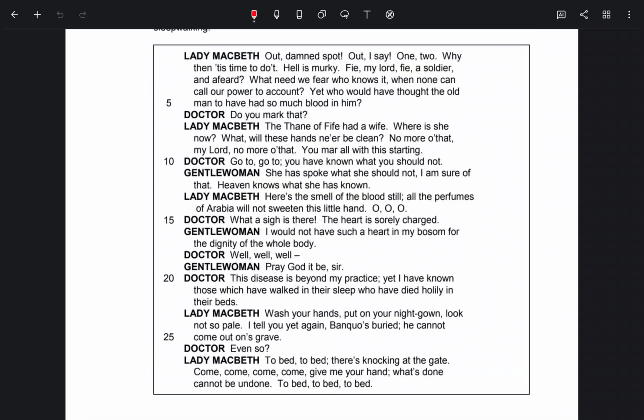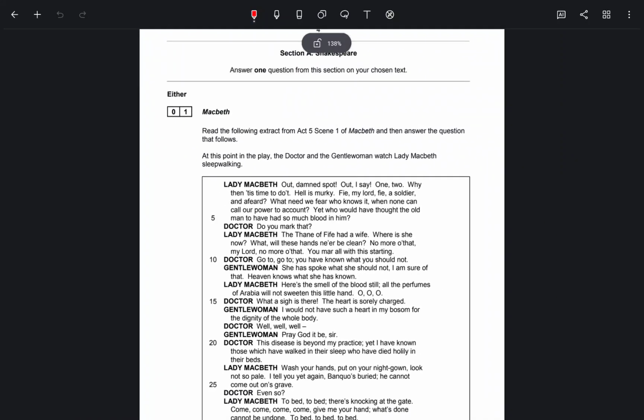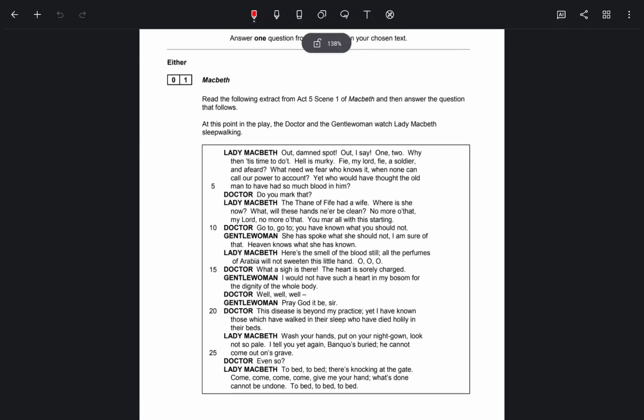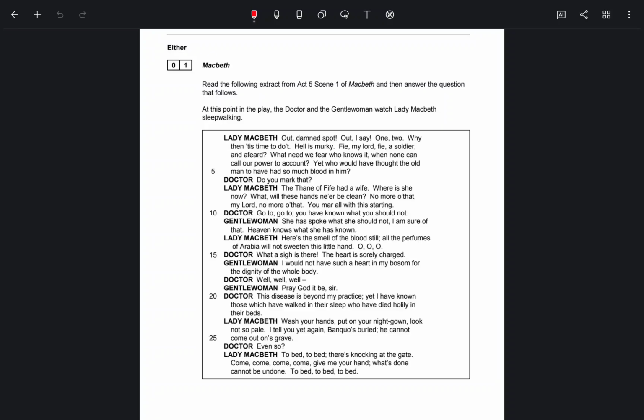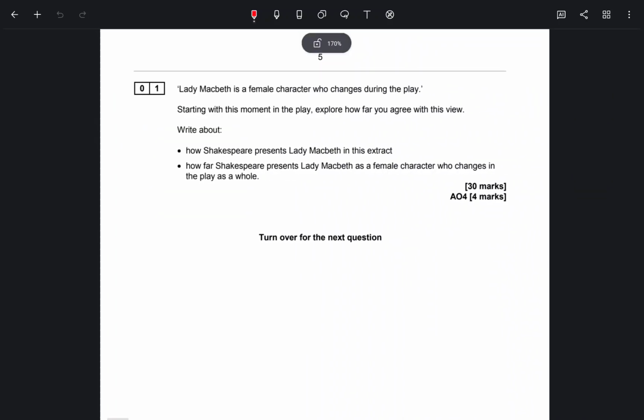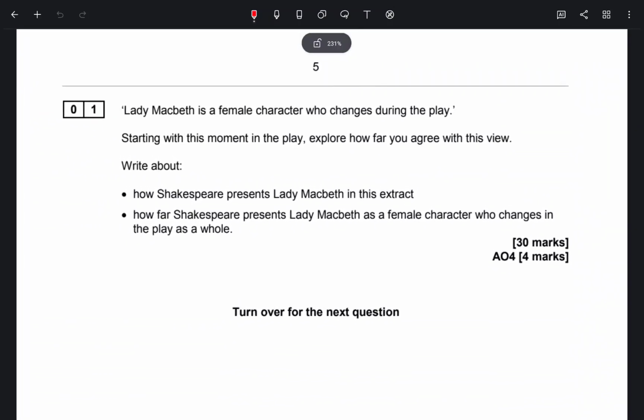Okay, as you can see, let me just zoom out. This is the question from Macbeth. Question 1 reads: read the following extract from Act 5, Scene 1 of Macbeth, and then answer the question that follows. At this point in the play, the doctor and the gentlewoman watch Lady Macbeth sleepwalking. When you are reading the extract, you need to annotate the keywords, the key phrases, the language, the structure, the form, etc. And then you have the question on the following page.